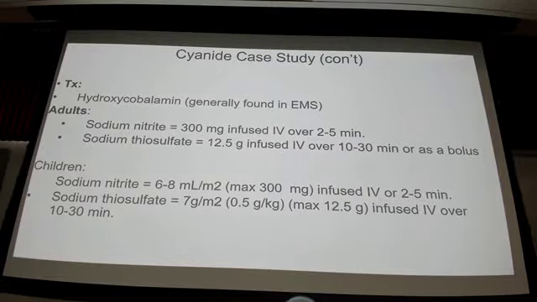Cyanide treatment: hydroxycobalamin or sodium nitrite or sodium thiosulfate. That's the take-home message from this slide. Those are the 3 treatment modalities for this condition, this poisoning.